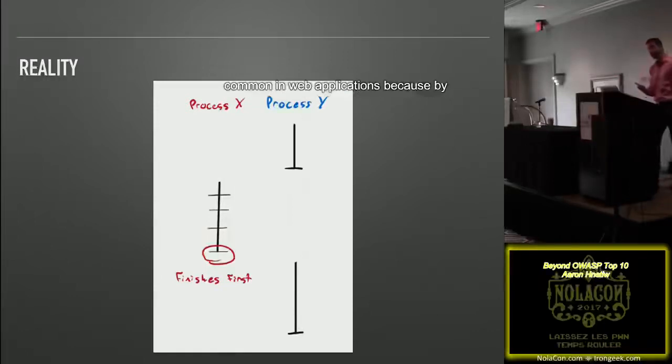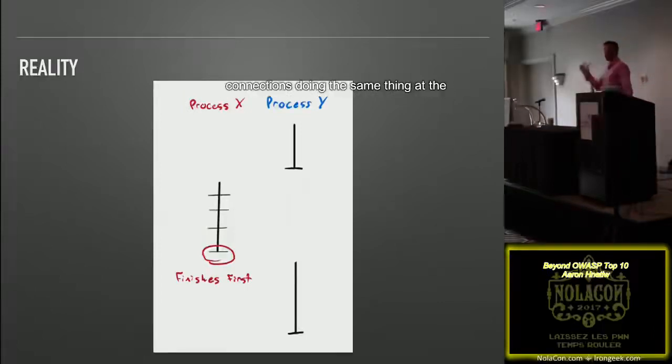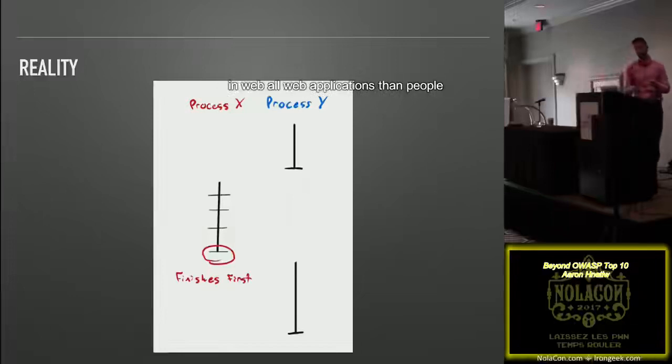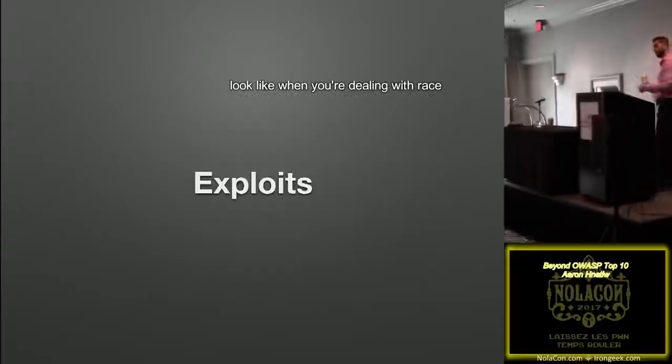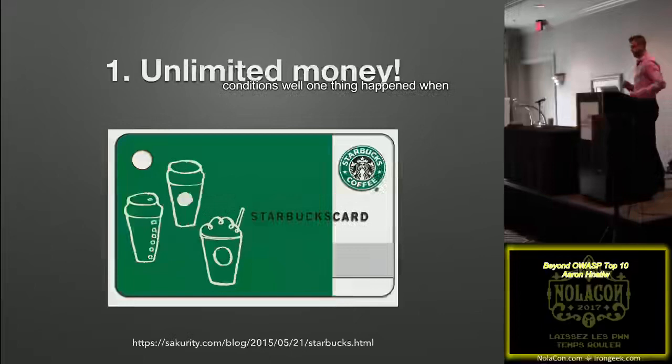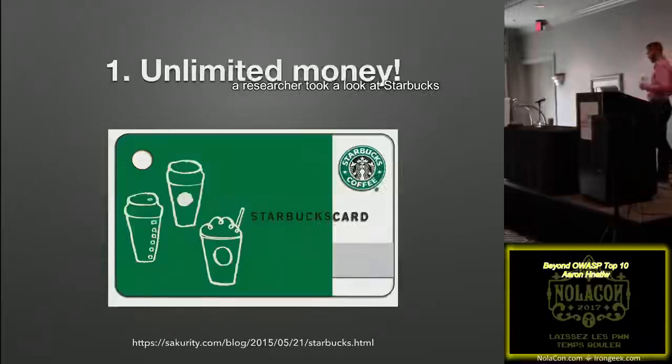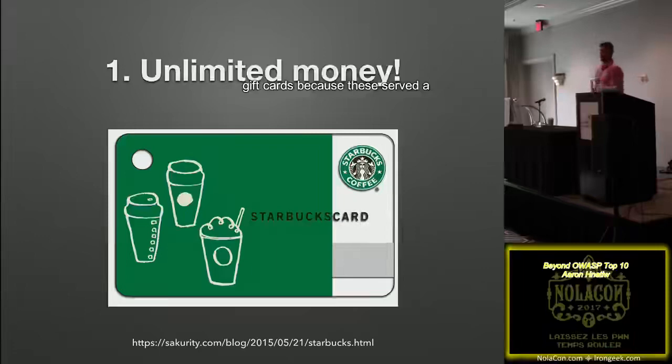So this can happen, and this is very common in web applications because by their very nature, they're asynchronous. You can have hundreds of thousands of concurrent connections doing the same thing at the same time. So it's actually more common in web applications than people realize. So what does an actual exploit look like when you're dealing with race conditions?